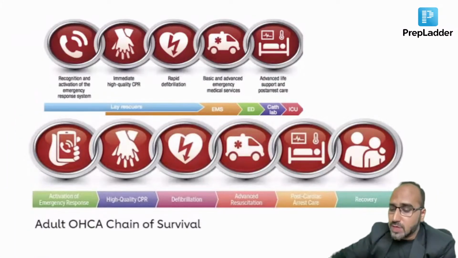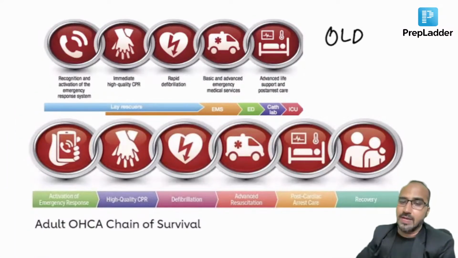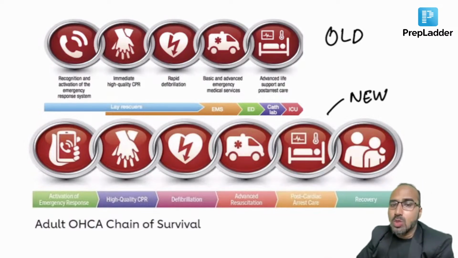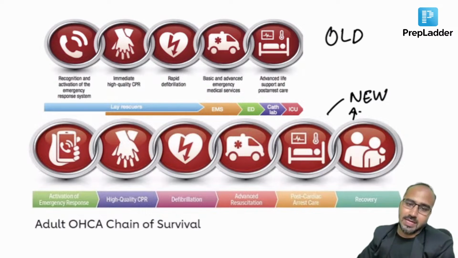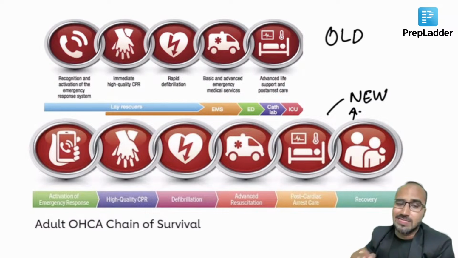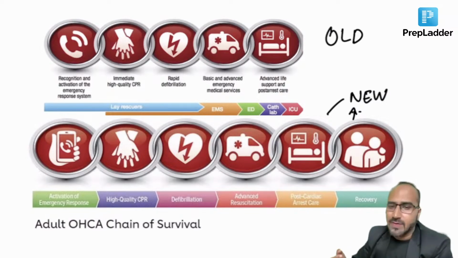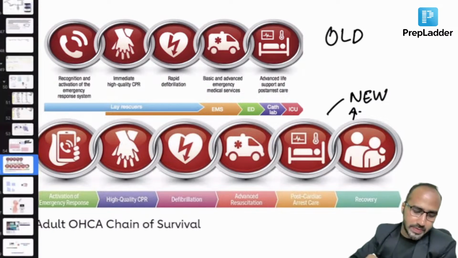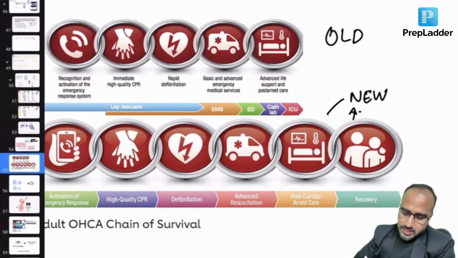Chain of survival. This was the old chain of survival and this is the new one, guys. In the new and the old, what has been added over here? When you compare the old chain of survival with the new one, the only component added is recovery. That is, activation of emergency response system, high quality compressions. Remember, the heart of ACLS is high quality compression. Next, defibrillation, advanced resuscitation, post cardiac arrest care and recovery. Okay. Next, guys.